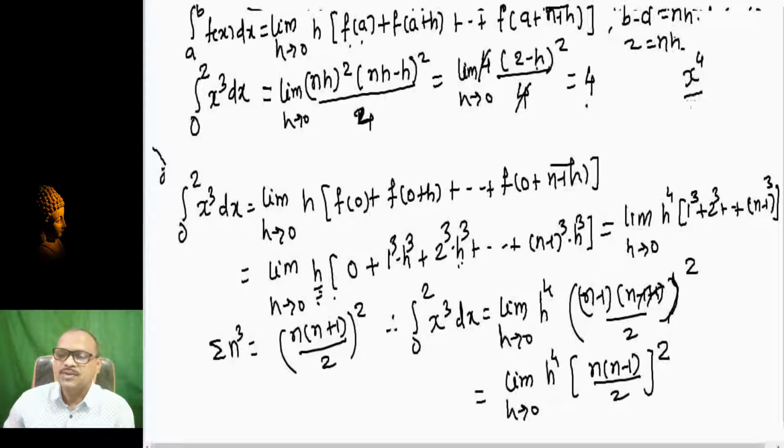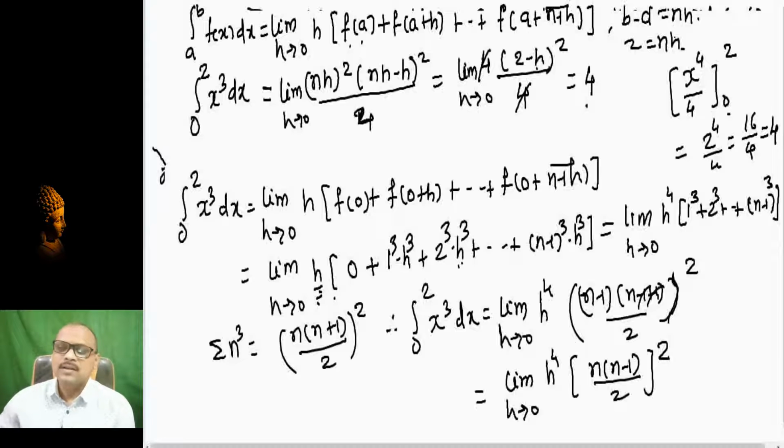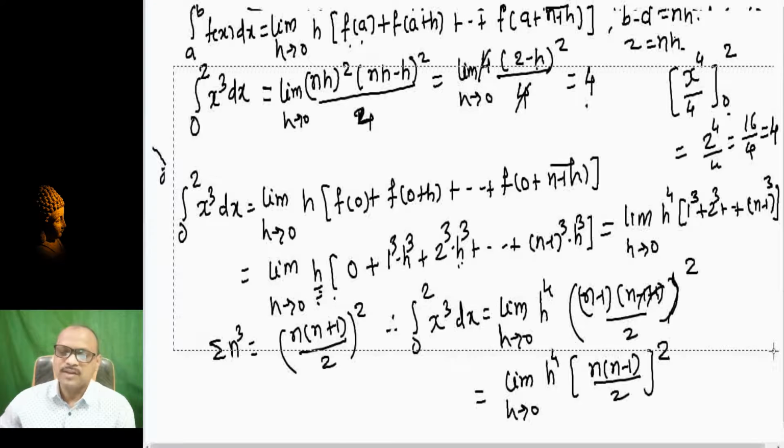Integration of x cube is x raised to 4 divided by 4 between the limit 0 to 2. At the lower limit 0 it is 0, so upper limit 2 raised to 4 divided by 4. 2 raised to 4 is 16, divided by 4 equal to 4. Hence you observe that we get the same answer as that of our traditional method.